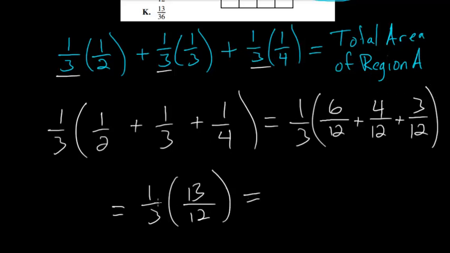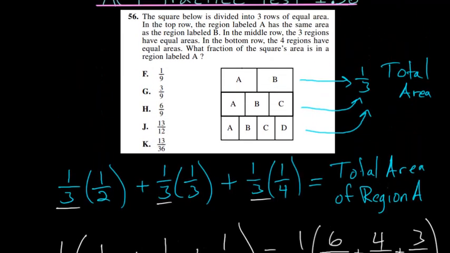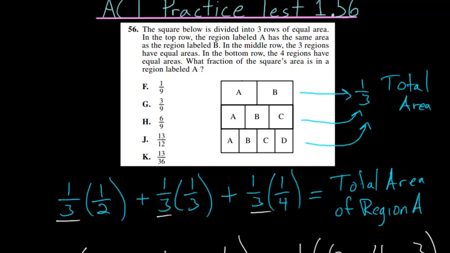And now 1/3 times 13/12. You're essentially just multiplying straight across, 1 times 13 and 3 times 12, so that we get 13/36. And since 13 is prime and it doesn't evenly go into 36, we know that this is as simple as we can make it. So if we go back up to our answer choices, the fraction of the square's area in a region labeled A, we can conclude is choice letter K here, this 13/36.